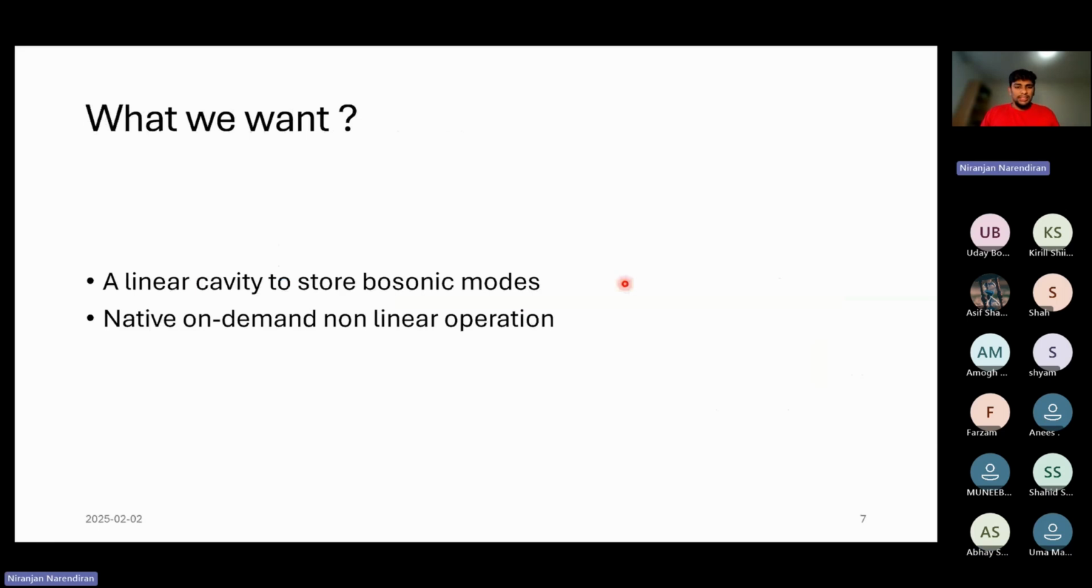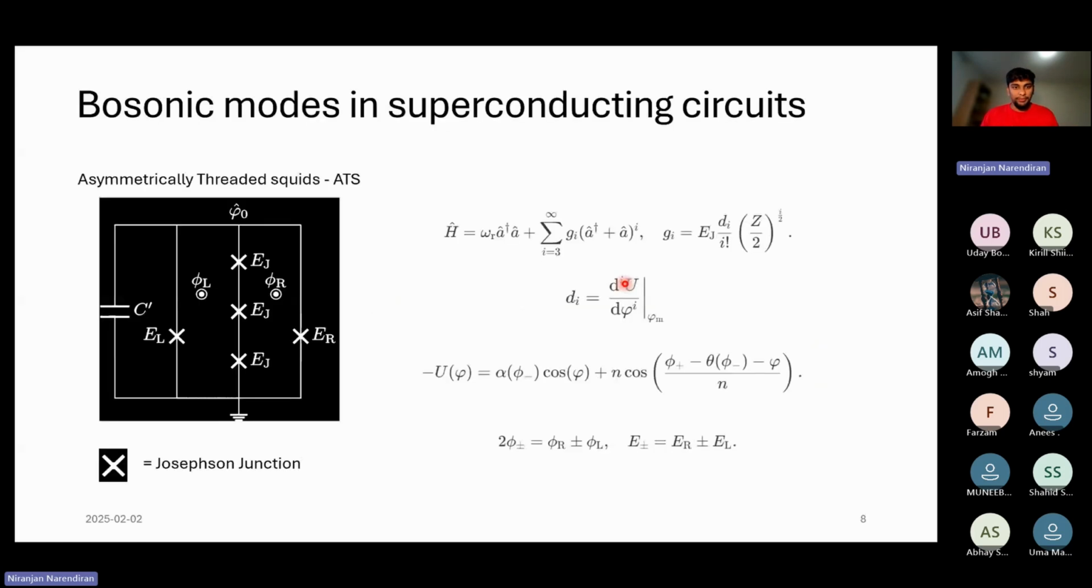In the case of Josephson junctions, there is always an anharmonicity turned on. So you still need to do some magic with Josephson junctions to achieve this. And here come the asymmetrically threaded SQUIDs, also known as ATS. We take a set of Josephson junctions. Here, X represents a Josephson junction, and we arrange it into 3 arms such that we form 2 loops. These junctions have certain energies EJ, EL and ER, and they are shunted by a capacitor C.